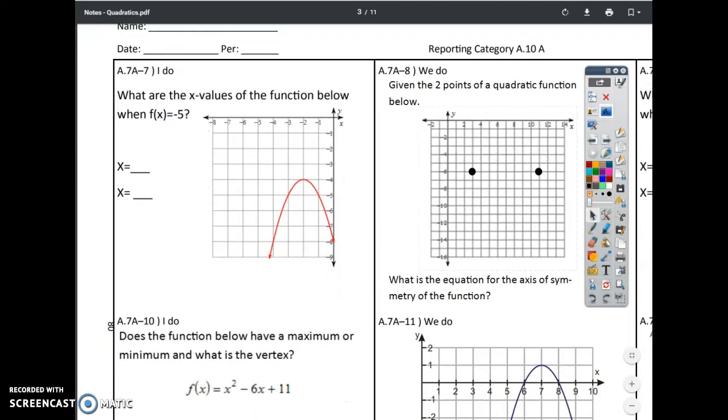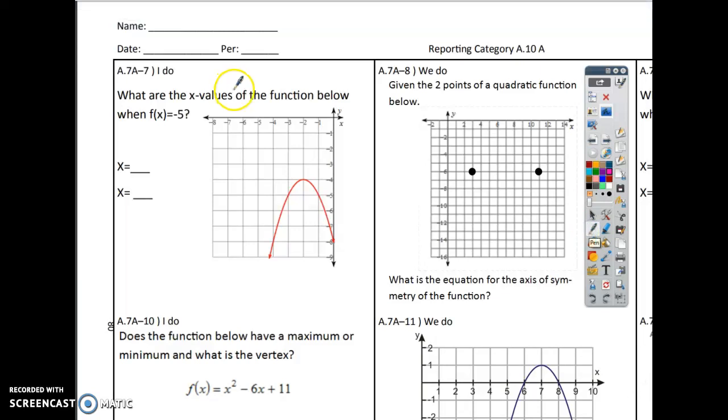Problem number 7 is asking for the x values. So what are the x values? X equals what when the function f of x equals -5? That means when y equals -5. What does x equal to? So let's go down here and look for y = -5. What does the x equal?